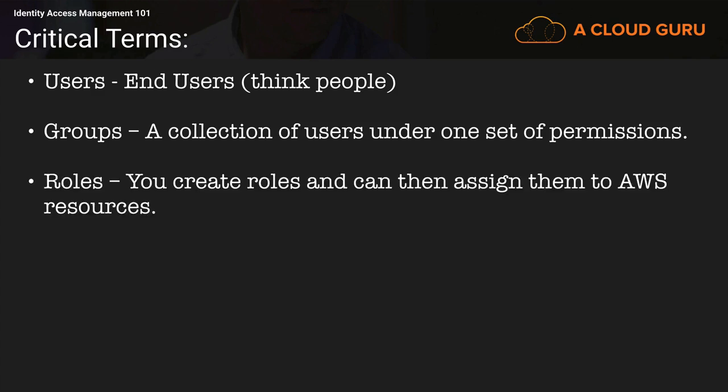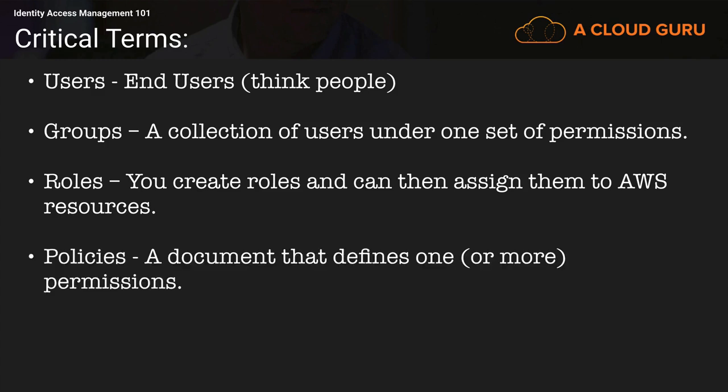We then have roles. So you create roles and you can then assign them to AWS resources. As you remember in the Solutions Architect Associate, Developer Associate, and SysOps Administrator Associate, we would typically assign a role to an EC2 instance, so it could access S3, for example. But we also did it for Lambda, so Lambda could write to S3. We did that in the labs, etc. We then also have policies, and this is key. A policy is a document that defines one or more permissions. It's always done in JSON, so it always consists of key value pairs. We're going to cover that off in this section of the course.